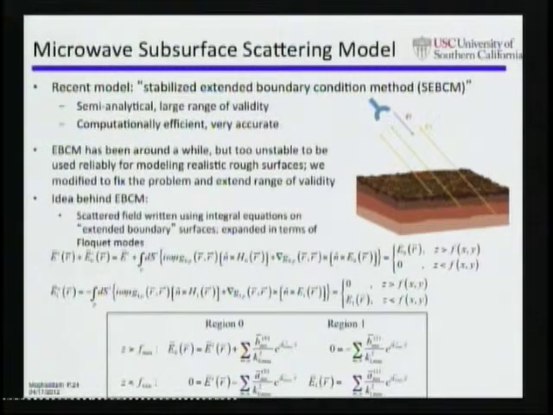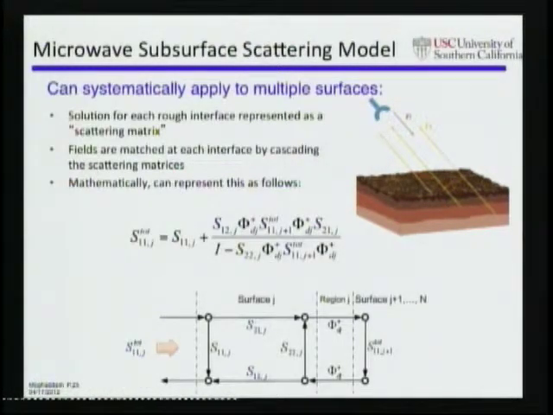We have imposed a periodic surface on this problem. So we expand the field in terms of these Floquet modes. We solve for the coefficients of these Floquet modes, which lets us then find the total scattered field through the solution of that above integral. So that's for one surface.